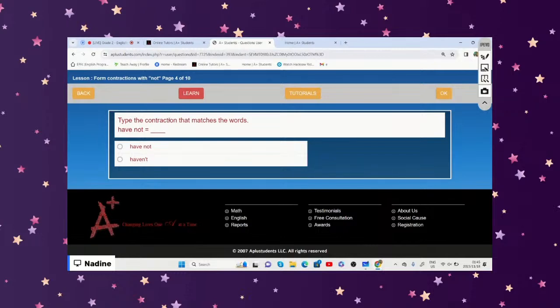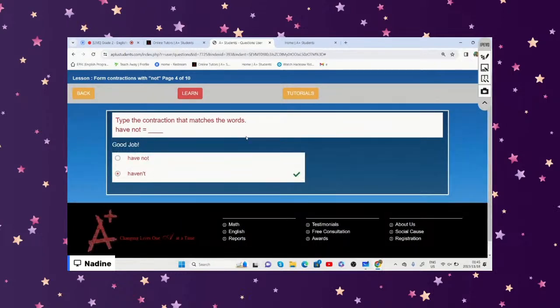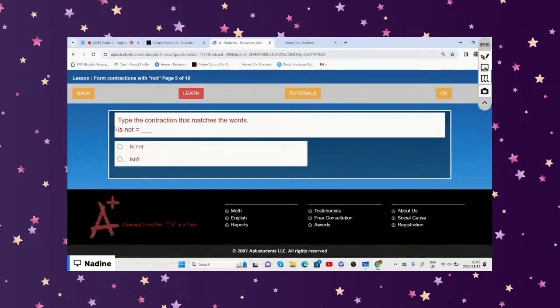All right, so we are going to select our contraction that matches the words have not, and it's going to be haven't, right? So our verb stays the same, which is have, and then we bring down not, we remove the O, put the apostrophe in its place, and then we have haven't. Let's do the last one.